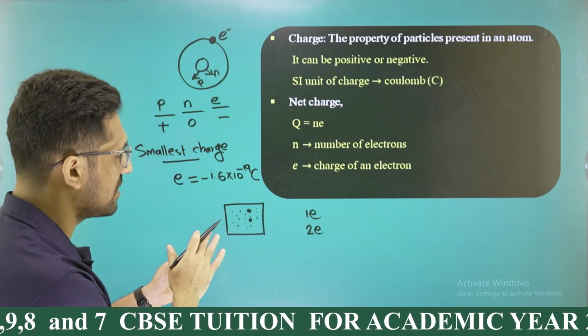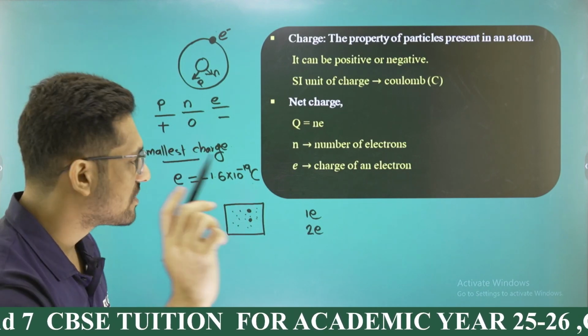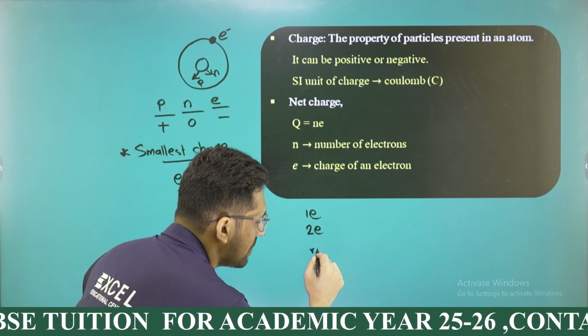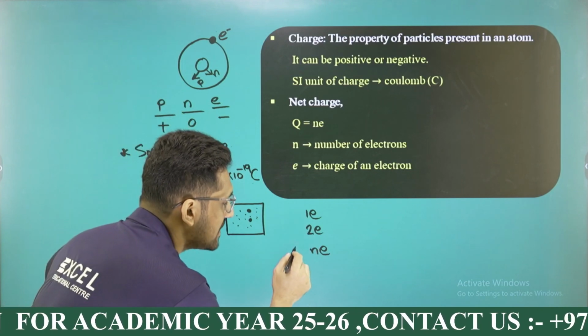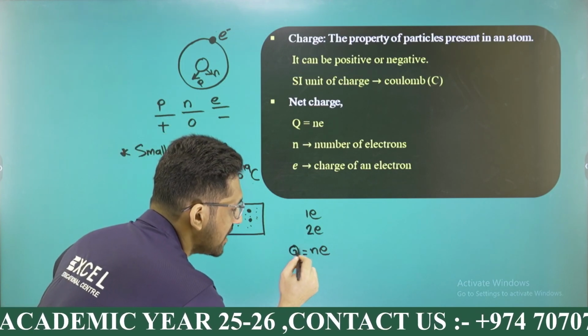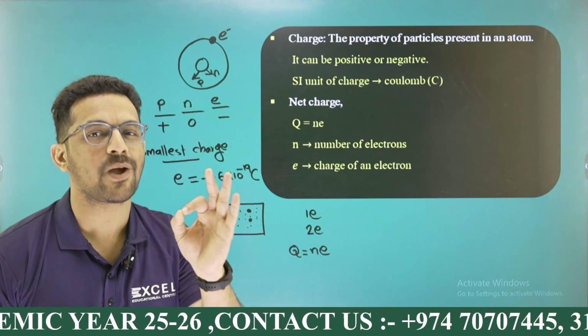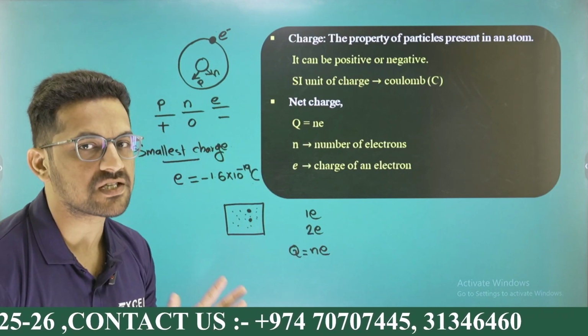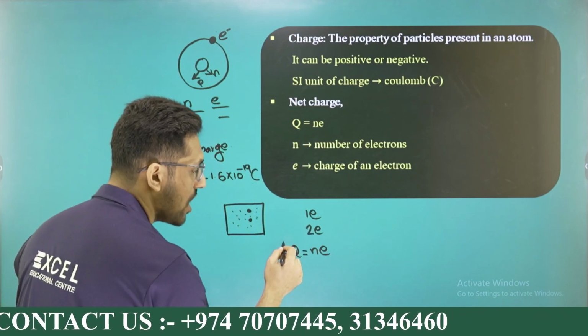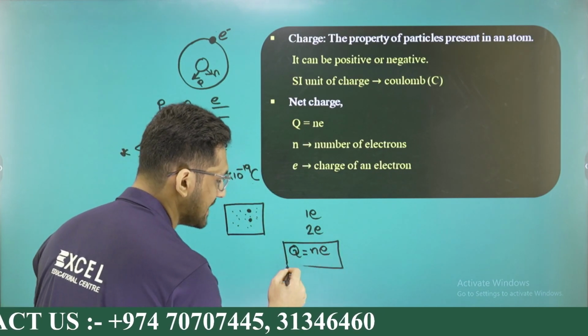If the object has n number of electrons in it, what will be the total charge of this object? The total charge of this object will be n times e. Now, this is the first equation we are going to study in this chapter: Q is equal to Ne. What is Q? Q is the total charge or net charge, the quantity of charge.